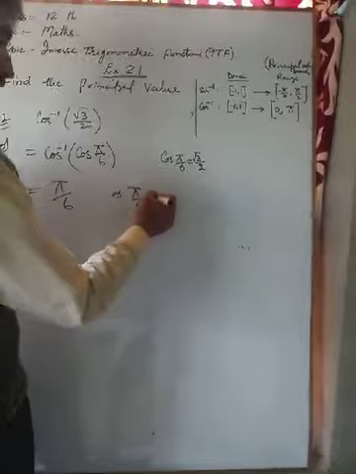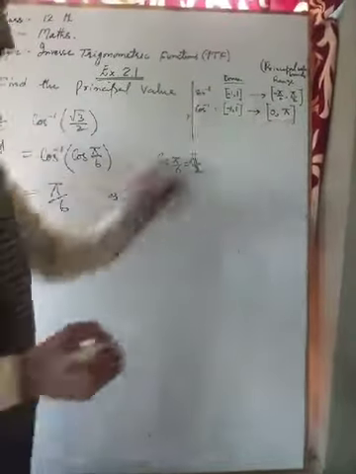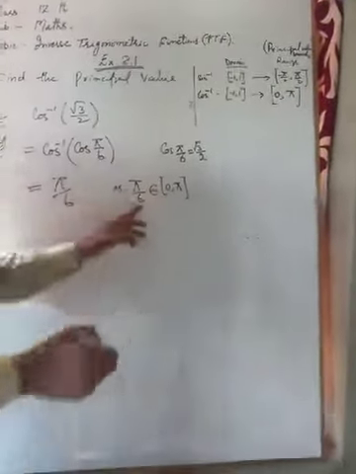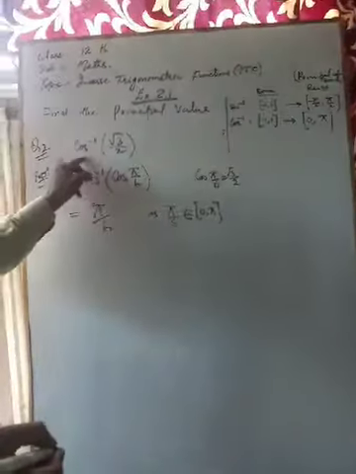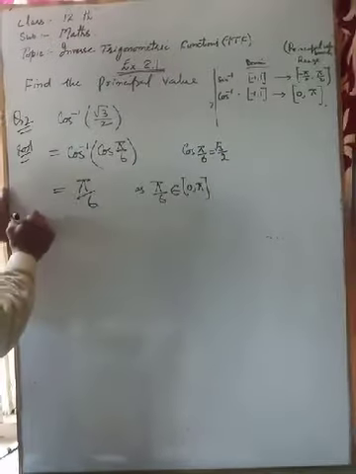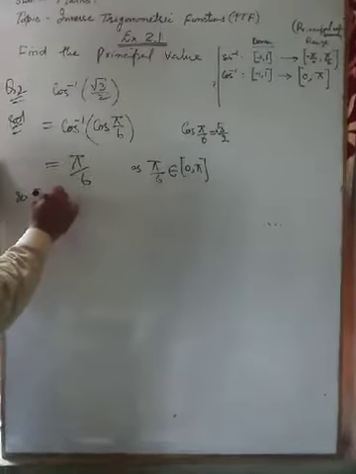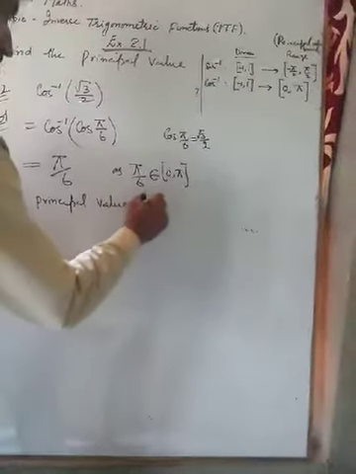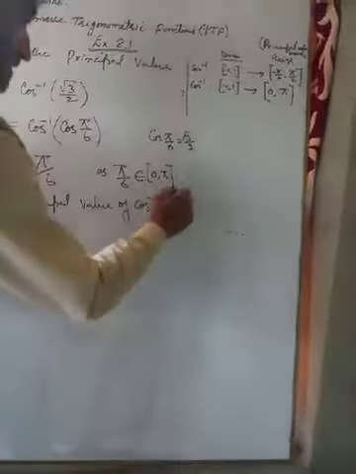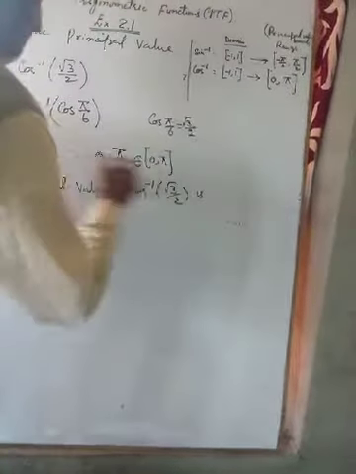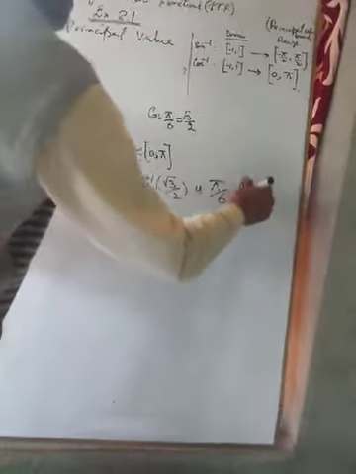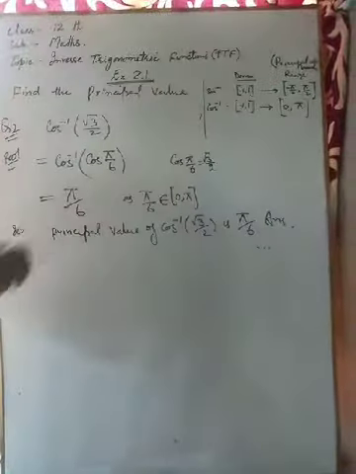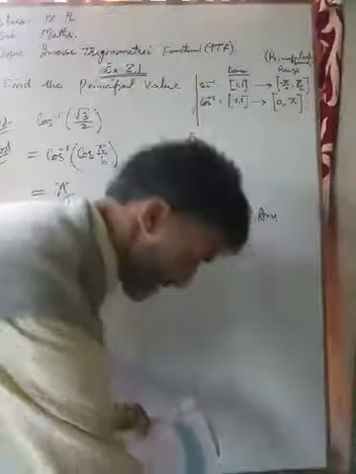because here you can see π/6 belongs to this interval, the closed interval 0 to π. It lies between 0 and π, so π/6 is the principal value of cos inverse √3/2. So the principal value of cos inverse √3/2 is π/6, as π/6 belongs to this principal value branch, so it is the principal value. Now you can take another question.